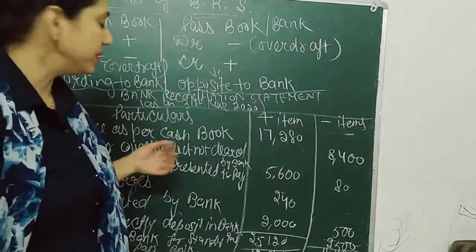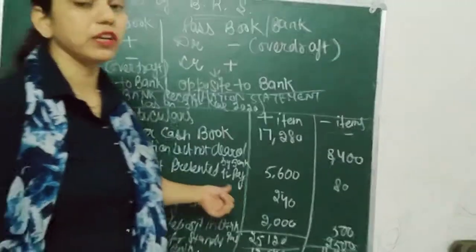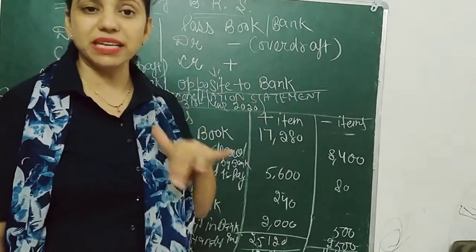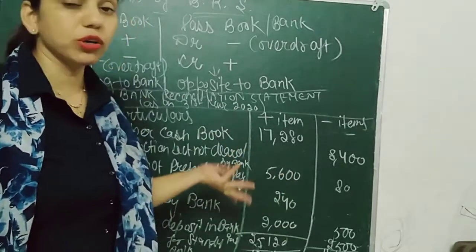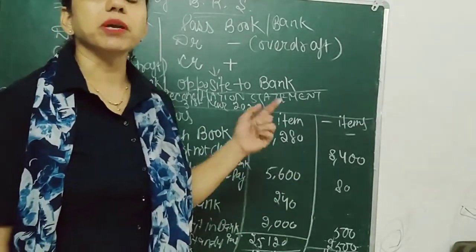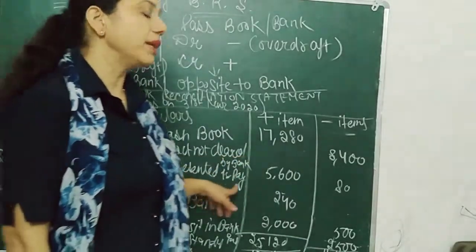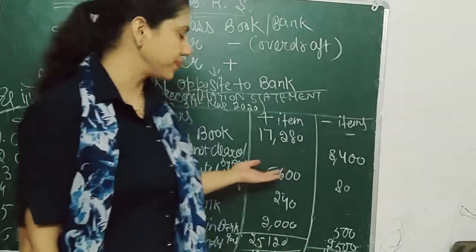One more example. Next is checks issued but not presented for payment. We have given a check to someone. That means our cash book balance is decreased. But passbook balance is not decreased because checks are not presented for payment. So in bank our balance is increased, so we will put it on plus side.